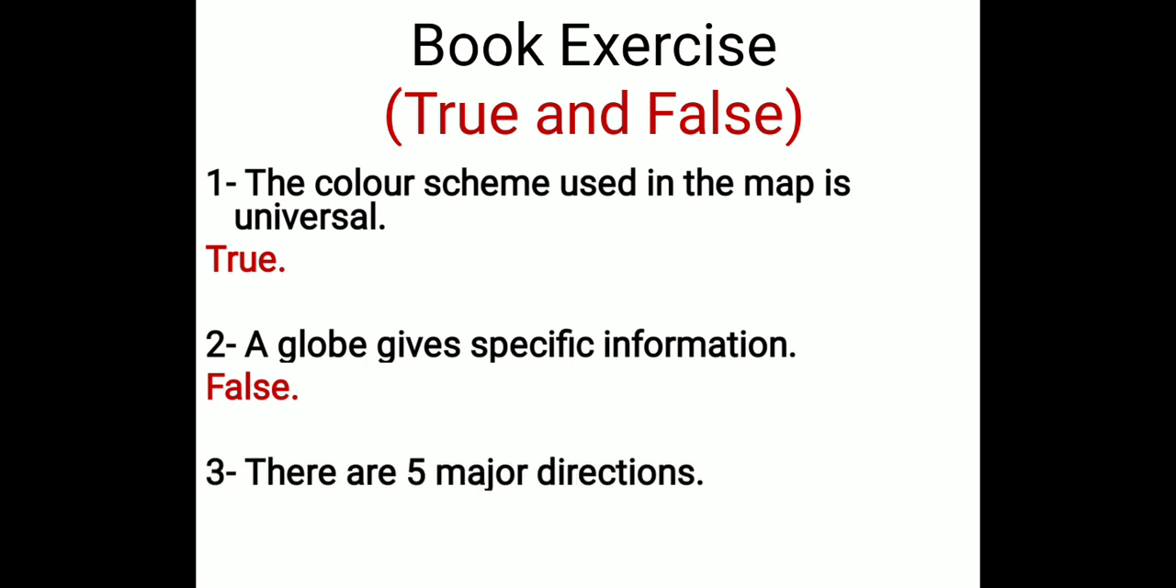There are 5 major directions. Is it a true statement or false? Tell me. There are 5 major directions. So the answer is false. Why? Because there are 4 major directions. And what are the 4 major directions, students? North, south, east and west. These are the 4 major directions.